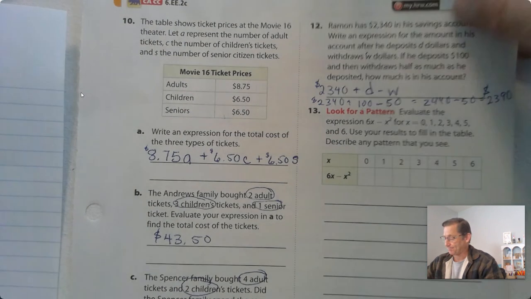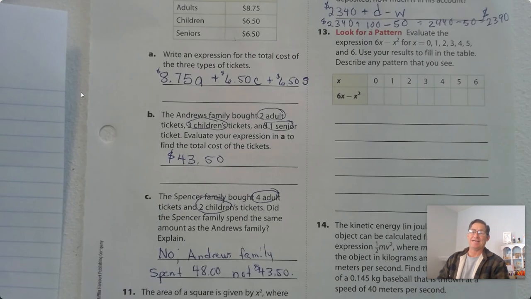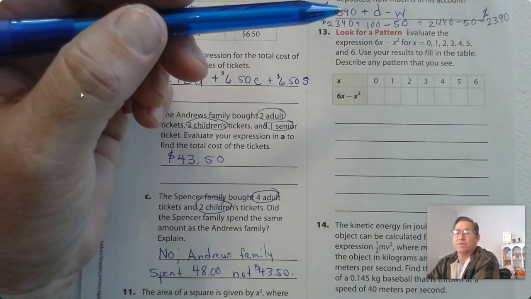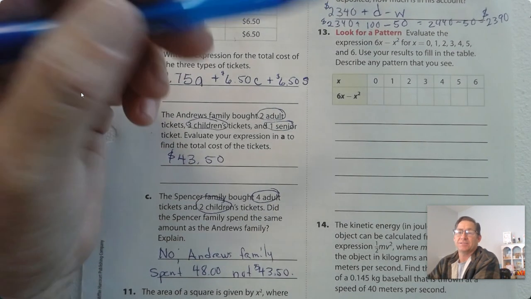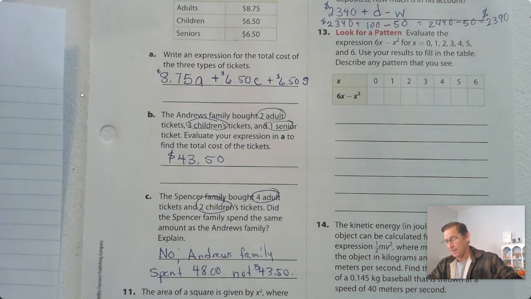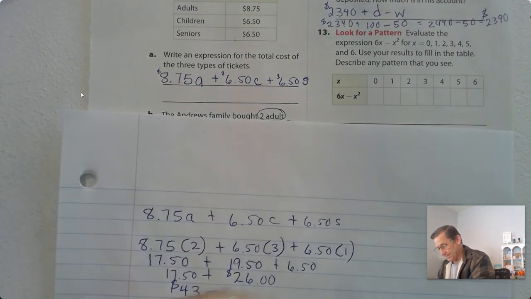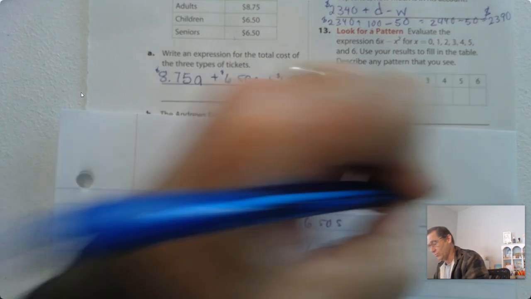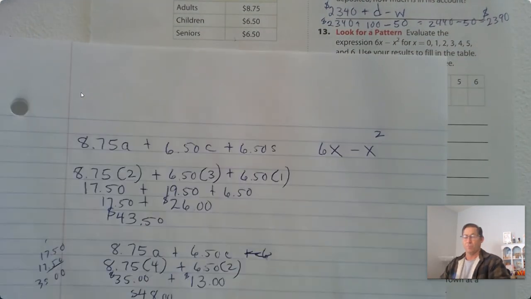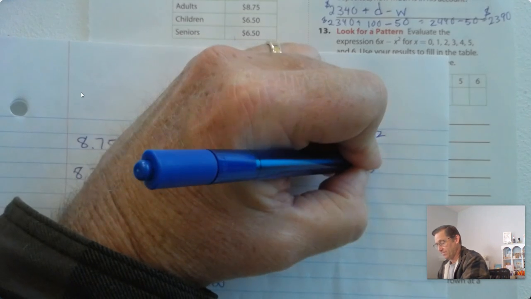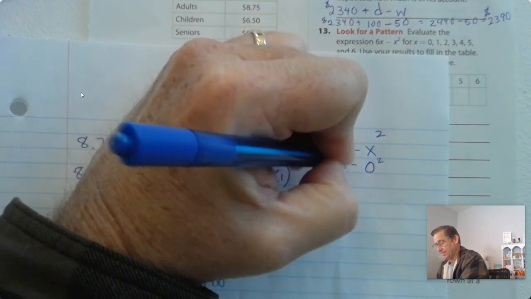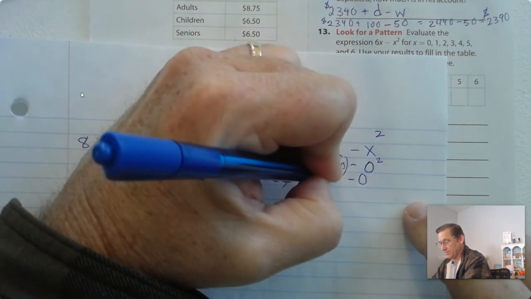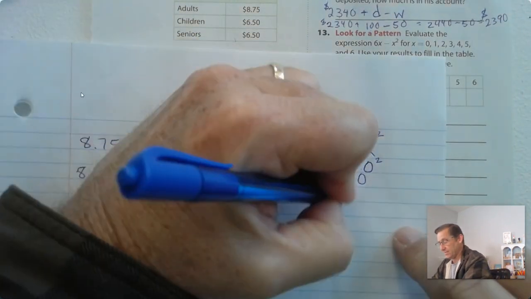All right, 13. Evaluate the expression 6x minus x squared for x equals 0, x equals 1, 2, 3, 4, 5, and 6. Use your results to fill in the table. So we have 6 times x minus x squared. All right, well, if we substitute 0 for x, we have 0 squared. Well, we know that's 0. And 6 times 0 is 0. So 0 minus 0 is 0.